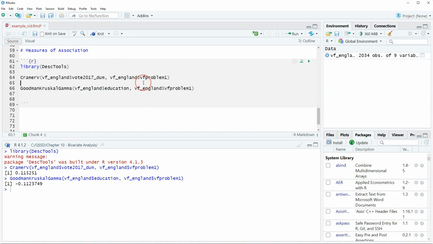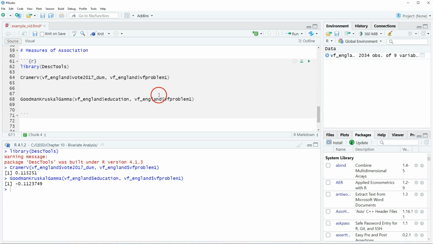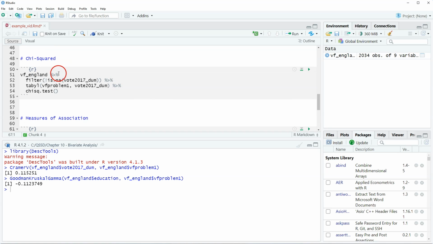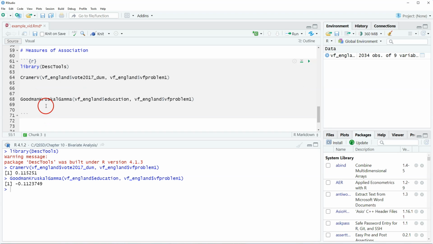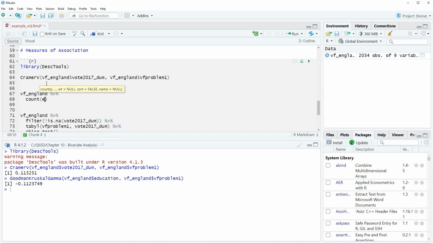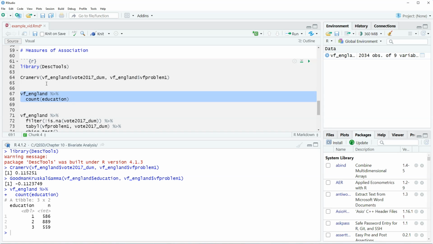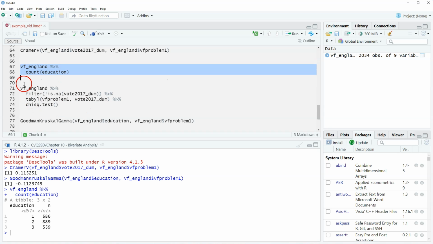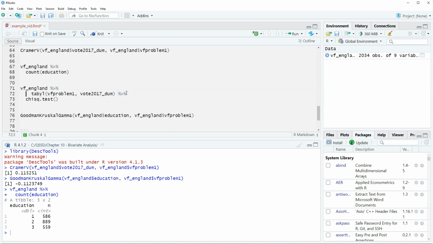Now, given the preamble to this video, what we should really do is look at whether or not chi-square is significant. Hold on. Let me put this in the right spot. Let's take a look at education just to see whether there's any missing. I don't think there is, but let's double check real quick. So count education. All right, so there's no missing, so we don't need a filter line. We have VF problem 1, and we're going to include education.